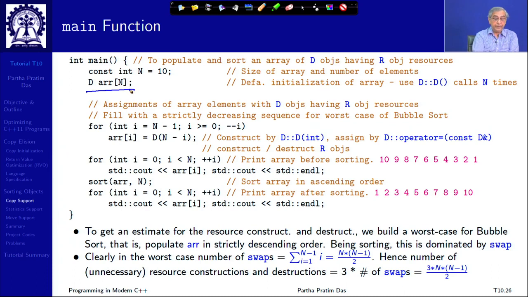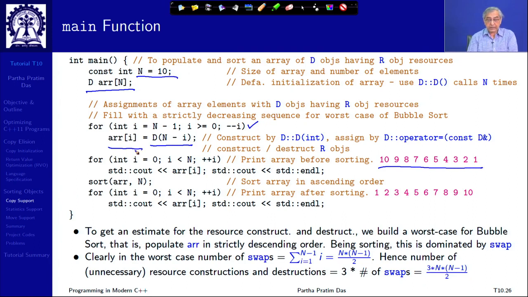I declare an array. This is the number of elements, size of the array and the number of elements, I assume them to be the same. I declare an array, which means that the default constructor of the D class is used to fill the array with D objects having null resource pointers. Then I fill up this array with D n minus I objects. So, you can see that I am actually filling them up in the decreasing order, right. So, 10, 1. So, this is the order in which the array will be filled up, because I said I want to create a worst case, right.